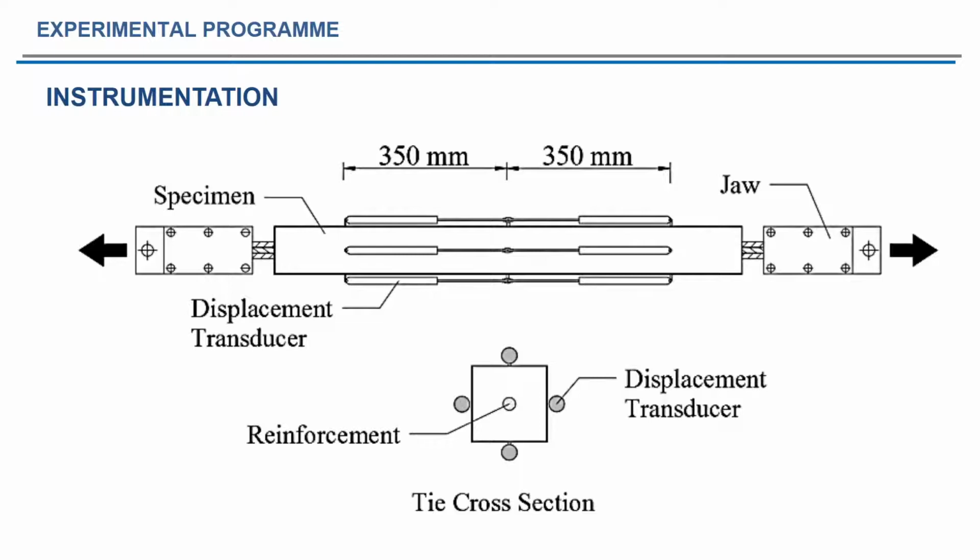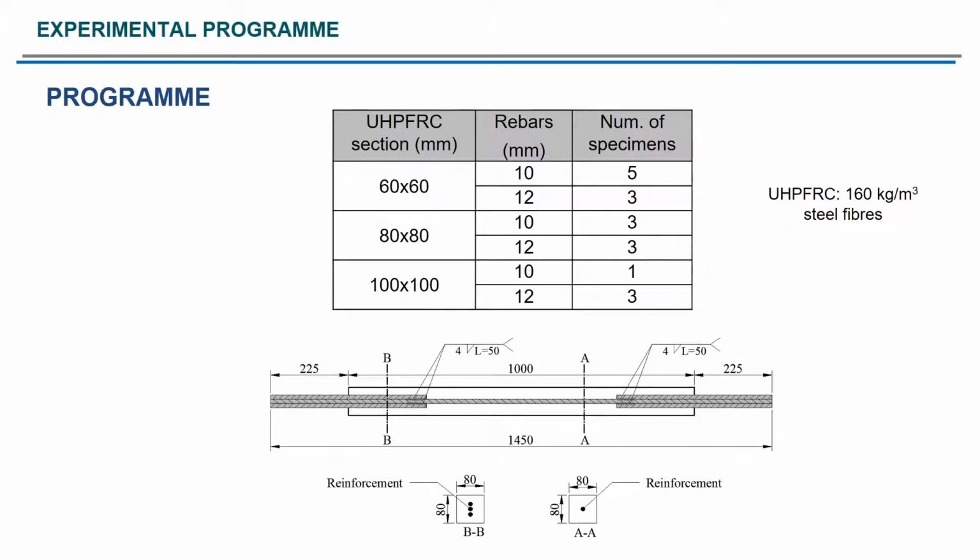The longitudinal displacement transducers were installed on the specimen surfaces to record the element elongation and to have the measurement of the average longitudinal strain at any load level. Well, the program was composed by 3 cross sections, 60, 80, and 100 millimeters of size, and 2 rebar diameters of 10 and 12 millimeters, ending up in 6 different reinforcement ratios, and several specimens were made for each case. The nominal yield of the bars were traditional bars, not specific bars, only traditional with 500 megapascals. And the fiber dosage used in this case was 160 kilos per cubic meter of small steel fibers with a diameter of 0.2 millimeters and a length of 13 millimeters.